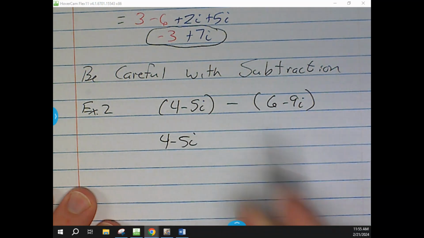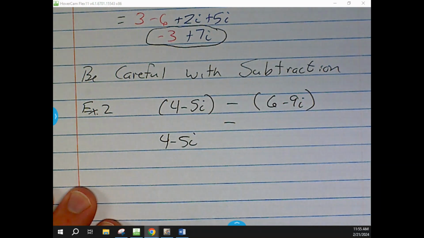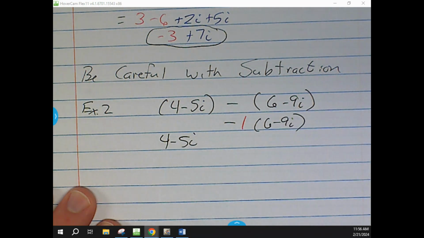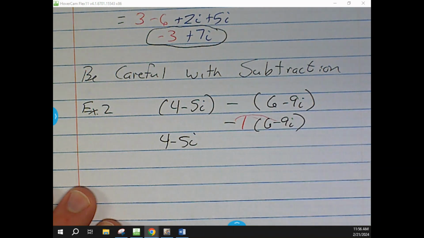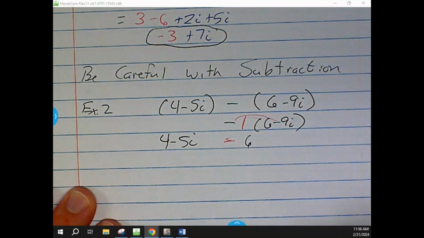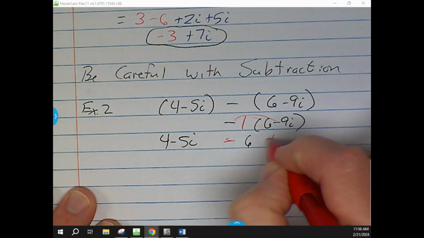On the second one, where you've got this minus here, that really means a negative 1 times 6 minus 9i. Which basically means if you've got a minus in front, it's almost like the distributive property with a negative 1: negative 1 times 6 and negative 1 times negative 9. The negative in front means you've got to change both signs. That means this is going to be a negative 6, which most people get. It's always the second one that people forget to change. That's going to make that a positive.